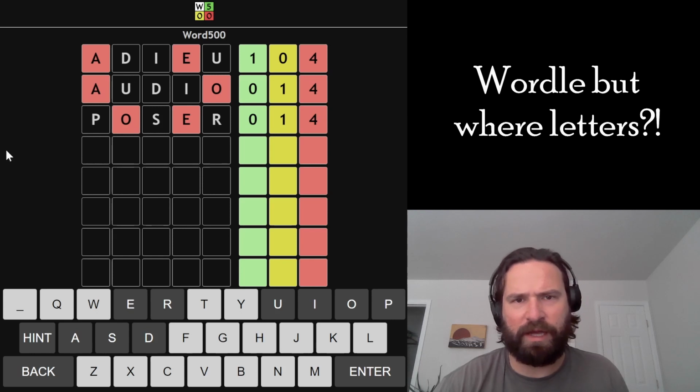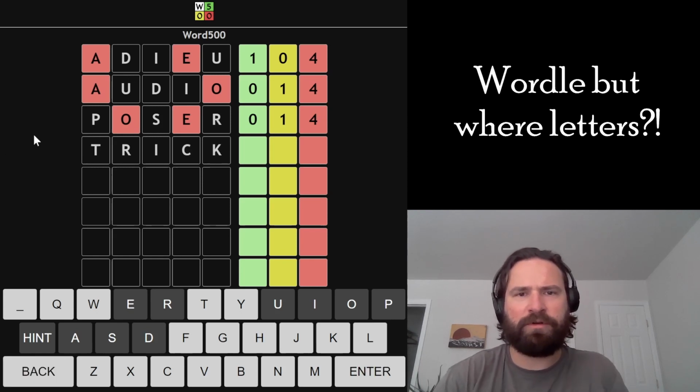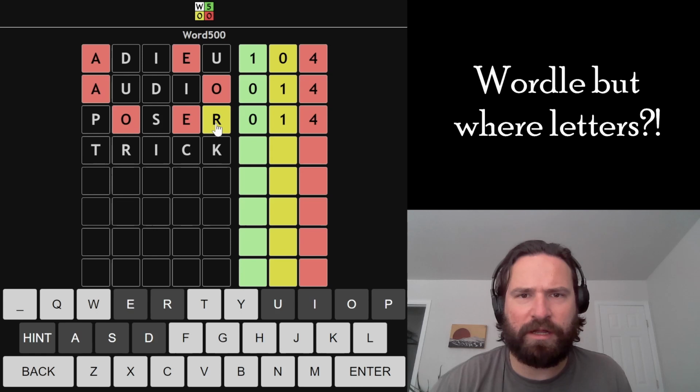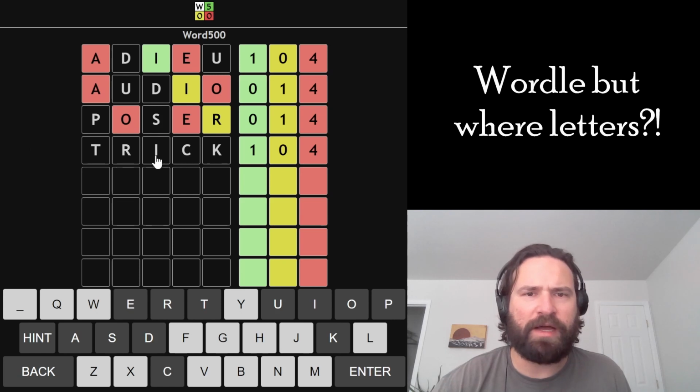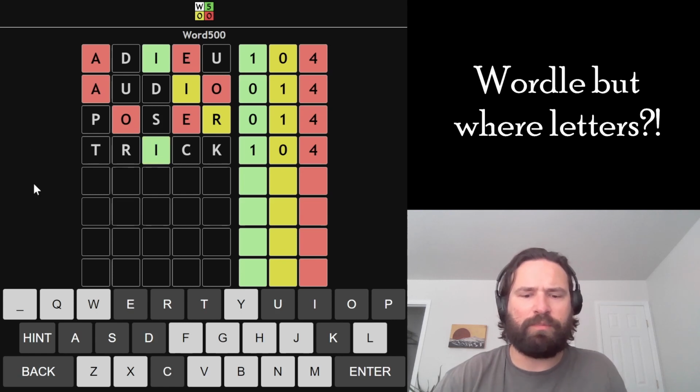It's almost definitely I. Something like "trick" looks really good here. So we're just treating the R as the yellow here, I as the green, I as the yellow here. I'm very confident that the I is our green. So I think "bliss" works really well.